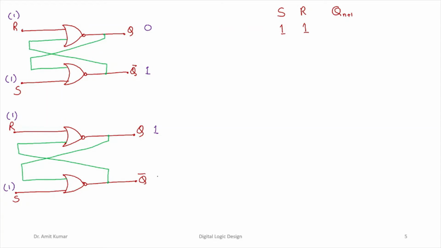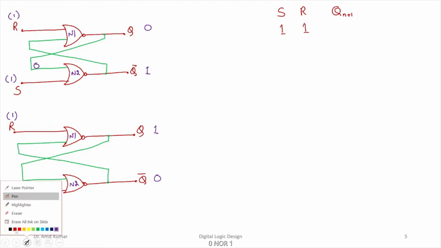So if Q is 1, then Q bar is going to be 0. So if Q is 0, from the feedback mechanism, this will be made available to this input of the NOR gate. We'll say this as N2, we'll say this as N1, right? Again, this is N1, this is N2. So 0 NOR 0, what is going to be the output? The output is going to be a 0, right? So 0 NOR 0, output is going to be a 0.